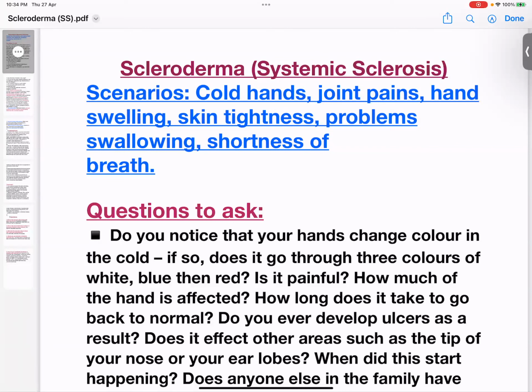Think about the vascular problems, Raynaud's phenomenon, and sometimes the change in the color of the hands, calcinosis, infarcts in the fingers, and sometimes even gangrene of the tips of the fingers. Cold hands, joint pain, hand swelling, skin tightness, problems with swallowing, shortness of breath. These are the differential diagnoses of presenting symptoms.